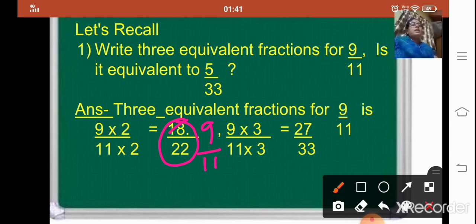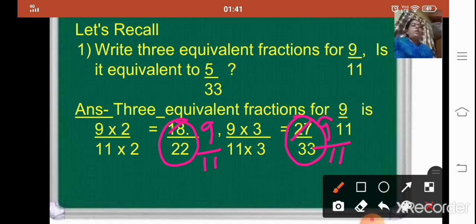The same way, if I multiply 9 by 3, 9 3s is 27 and 11 3s is 33. Now this 27 upon 33, if I reduce it to the lowest term, 3 9s are 27, 3 1s are 3, and 3 1s are 3.